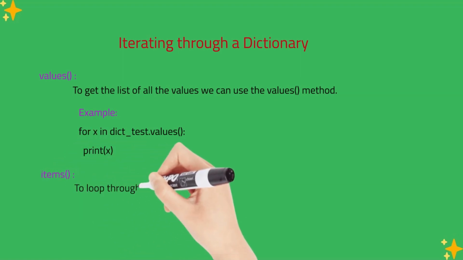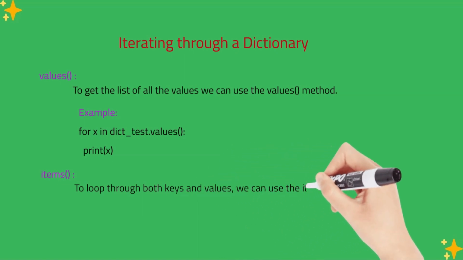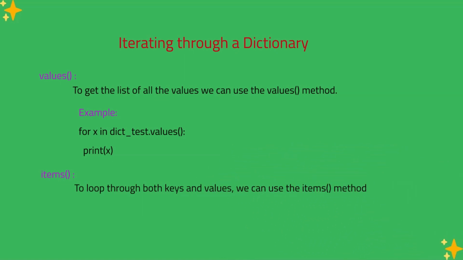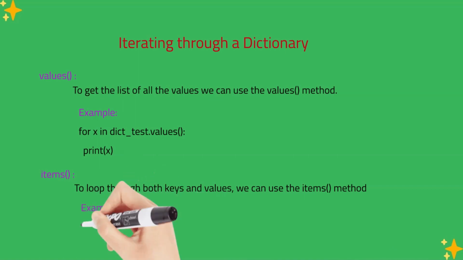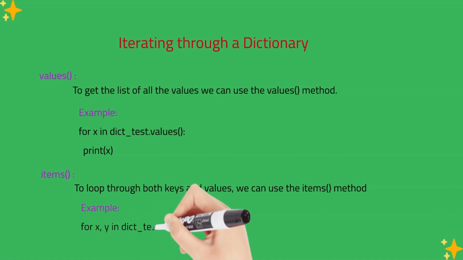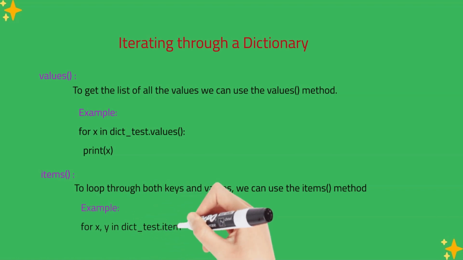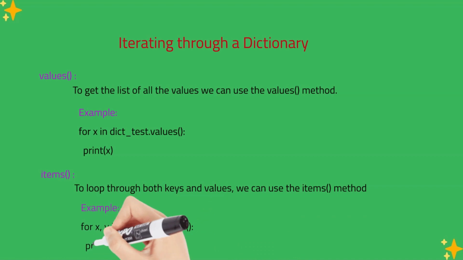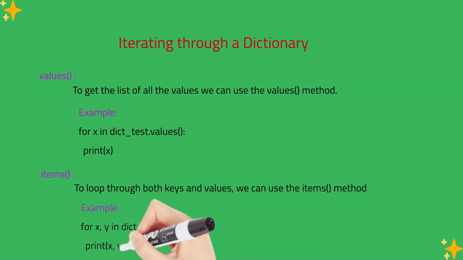Third is the items method. It is used to loop through both keys and values present in a dictionary. For example, two variables x and y are used to store the keys and values separately. For variable x, y in dictionary named dict_test.items method followed by a colon. Then the print statement is used to print the key and values of the dictionary one by one until the end of the loop.